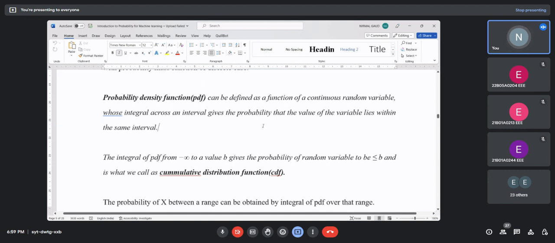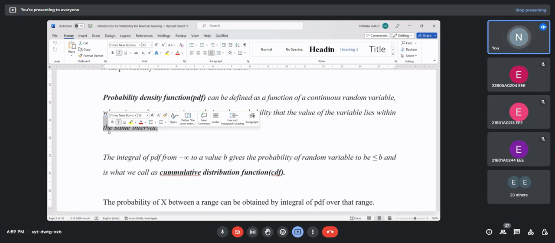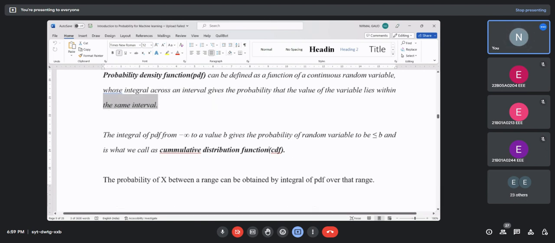And whatever the result I'm going to get, this value will also lie in the same interval over which I have performed the integration. That's called the probability density function. You need to make it a point. Very important: PDF, probability density function.